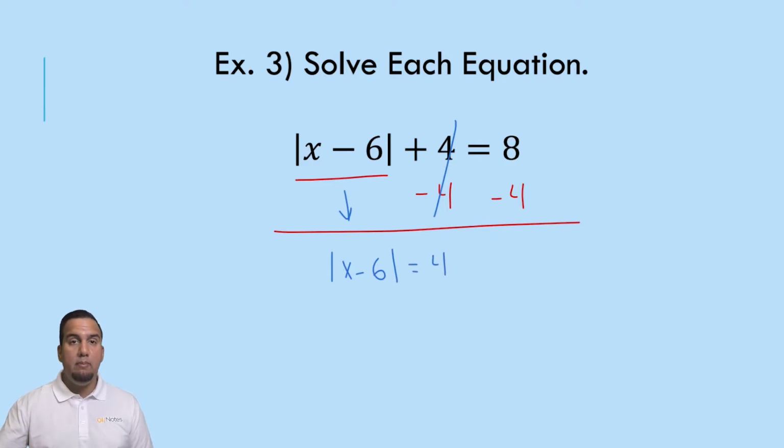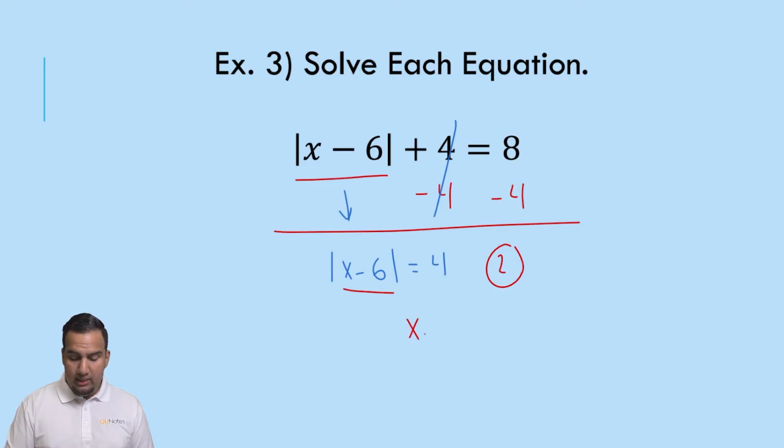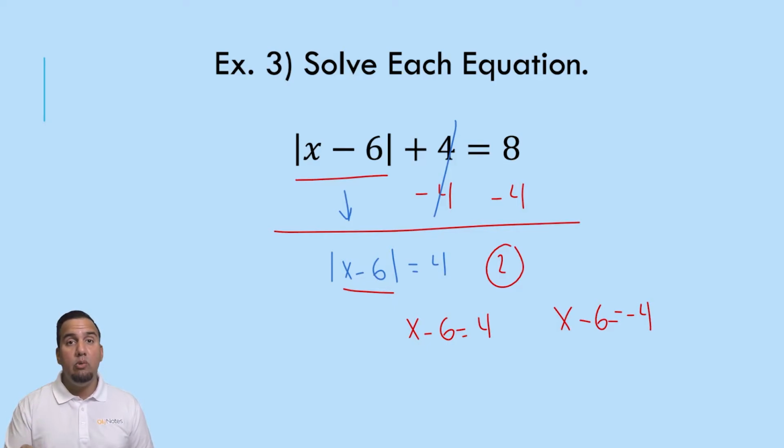Once you get the absolute value by itself, you have to ask yourself, how many different types of solutions am I going to get? Absolute value is equal to a positive 4. How many solutions am I going to get? I should get 2. So because I'm going to get 2 solutions, I have to set up 2 different scenarios with the inside of the absolute value. So I'm going to set x minus 6 equal to a positive 4, but I'm also going to set x minus 6 equal to negative 4. Once again, why? Because the inside of the absolute value can equal 4 or negative 4. So we're going to solve for both of them.